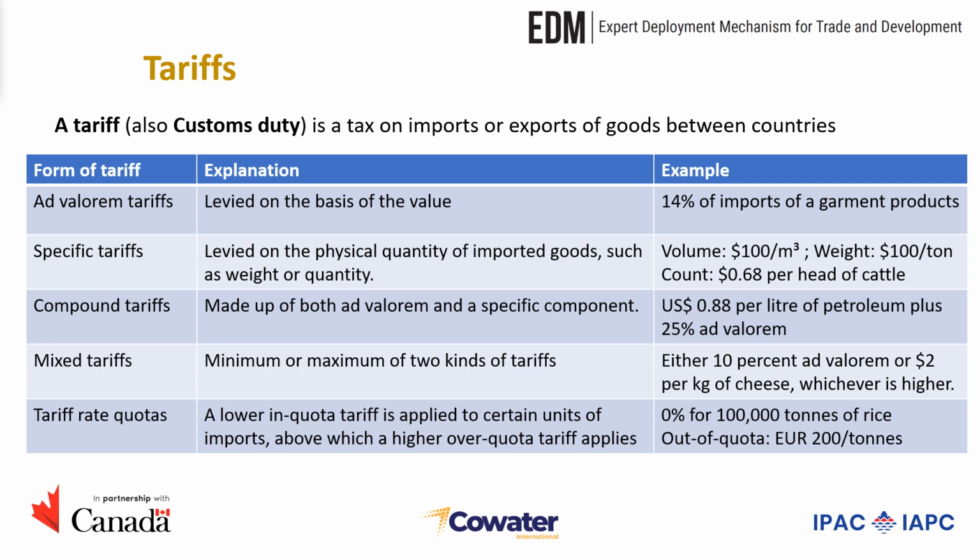The fifth and last form of tariff is the tariff rate quota, which is a scheme that allows a lower tariff applied to a certain unit or quantity of imports, above which a higher over-quota tariff applies. For example, the EU may apply a tariff of 0% for the first 1,000 tons of rice imported from Vietnam in a year. If within that year, rice imports from Vietnam surpass 1,000 tons, then the EU will apply an out-of-quota tariff of €200 per ton from ton number 1001 on.